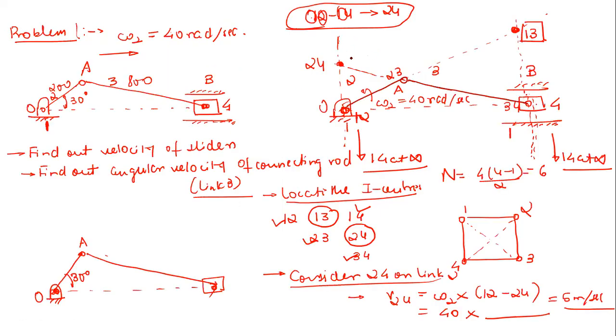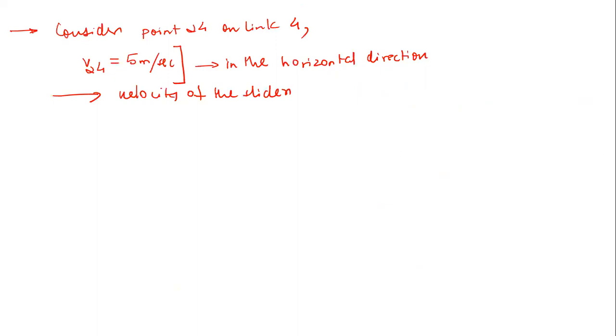So now you can easily see from the configuration diagram as well, right? If you draw this velocity vector here, you can easily guess that it will be perpendicular to this 1, 2, 2, 4 line. And here we all know that this slider is going to move in the horizontal direction. So now the velocity of a slider will be 5 meter per second.